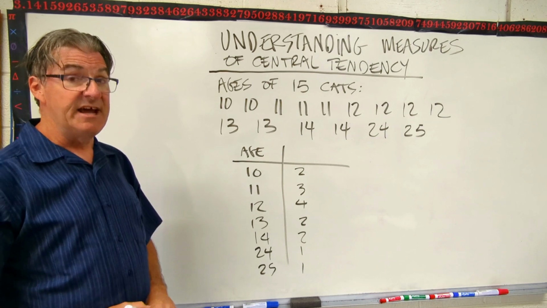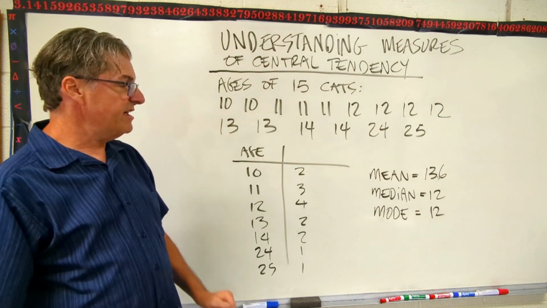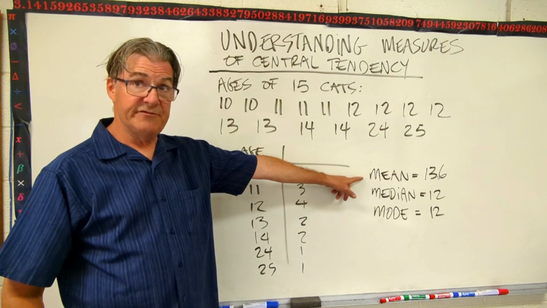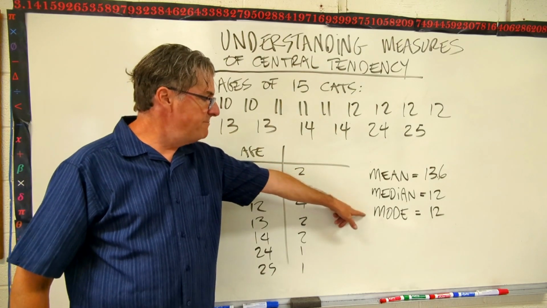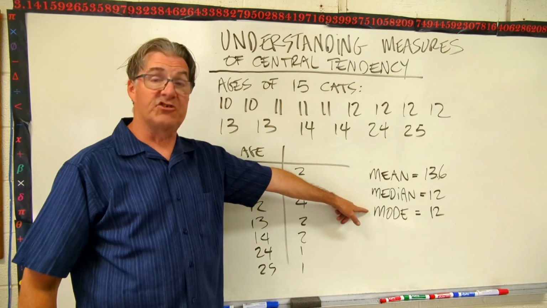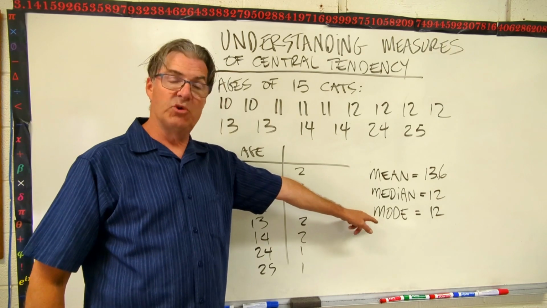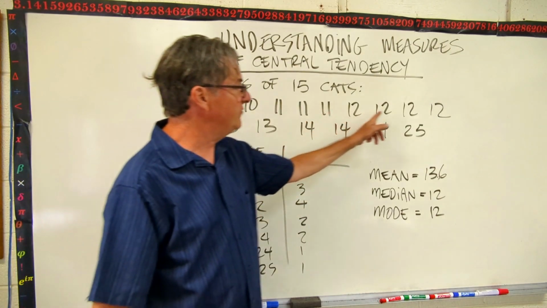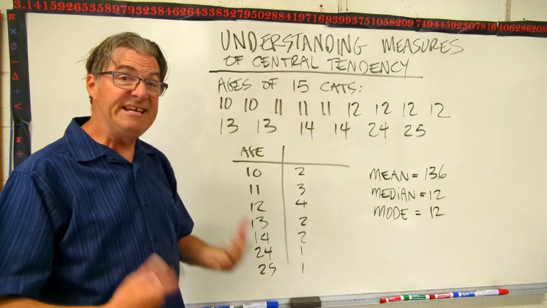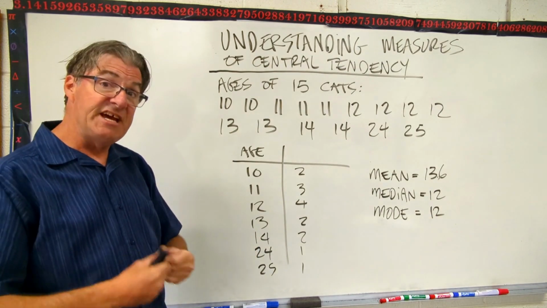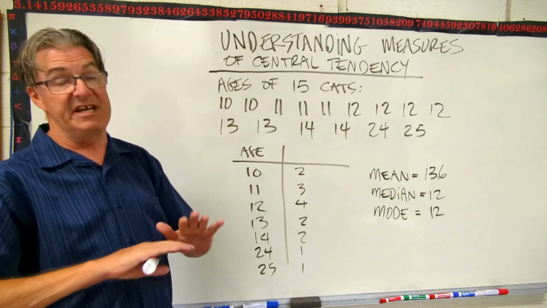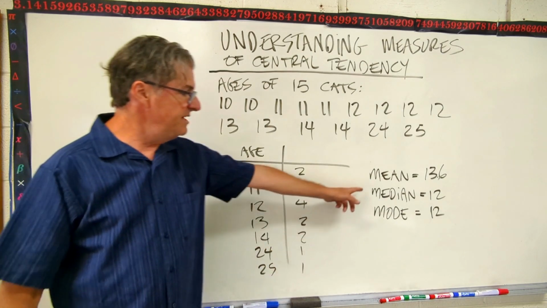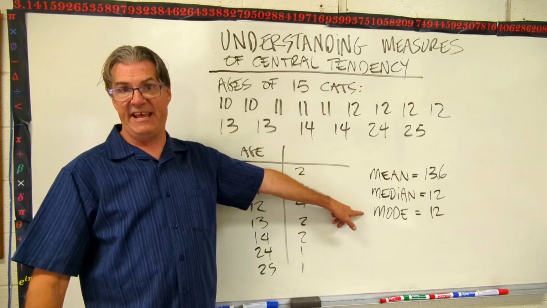Okay, now what I want you to do is go ahead and use your calculator and calculate the mean, the median, and the mode. Okay, so here's what I get. I get 13.6 for my mean, and my mode and my median are the same. They're 12. Remember, the mode is the one that occurs the most frequently, which is 12. And the median is the value for which half the data is larger and half the data is smaller. So our median and our mode end up being the same.